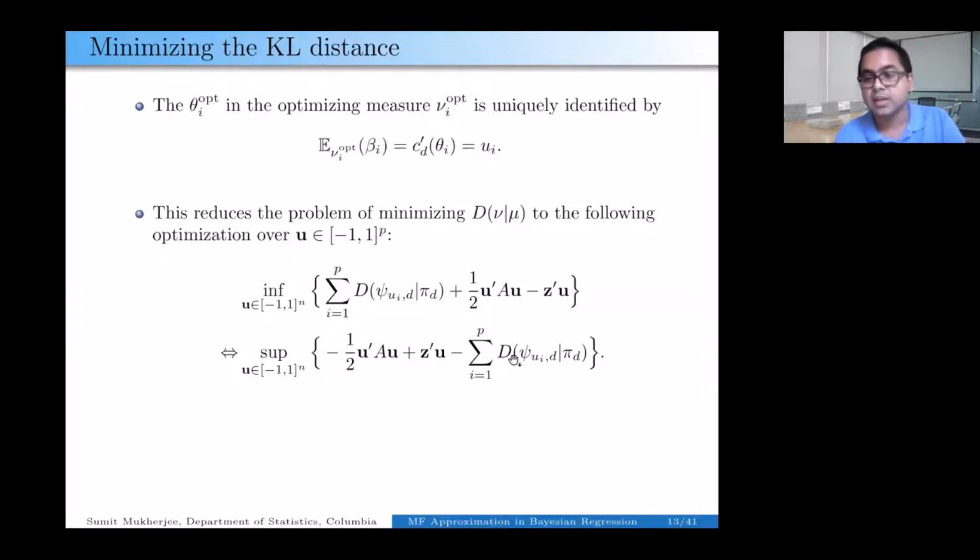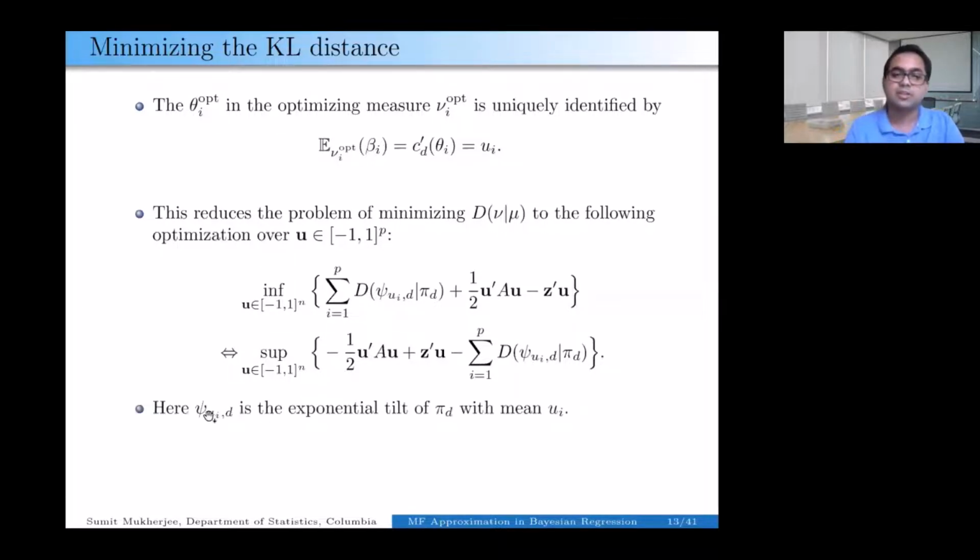Kullback-Leibler term. So I have to explain this notation, which I did not do. But this notation is just the exponential tilt of pi d, and this has to have mean ui. This characterizes this exponential tilt uniquely. And that's that. Right? So this is the optimization that I have to do.